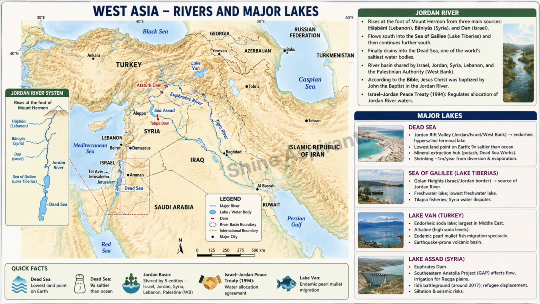Jordan River. Origin, rises at foot of Mount Hermon from 3 main sources, Hasbani, Lebanon, Banias, Syria, and the Dan, Israel. Key facts. Flows south into Sea of Galilee, Lake Tiberias. Then continues south and drains into the Dead Sea.